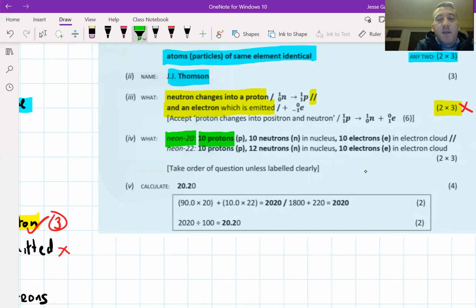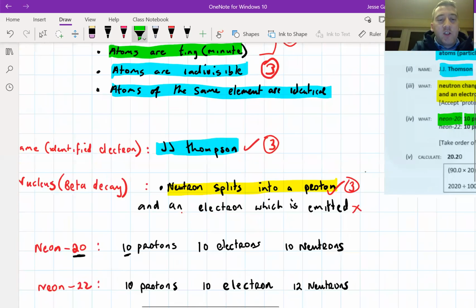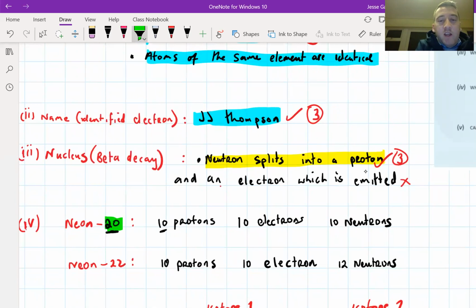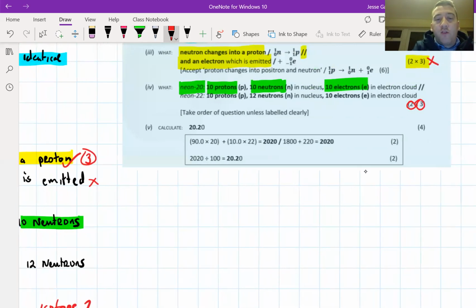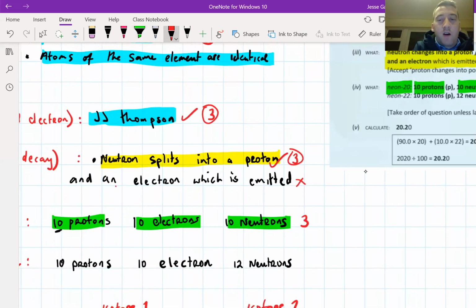Well, first of all, it's 10 protons, 10 neutrons, 10 electrons. So this is neon 20. Let's check what I had. Here's neon 20, 10 protons, 10 electrons, 10 neutrons. Well, that was the same. And what was it worth? 2 by 3. So here's a 3 mark.